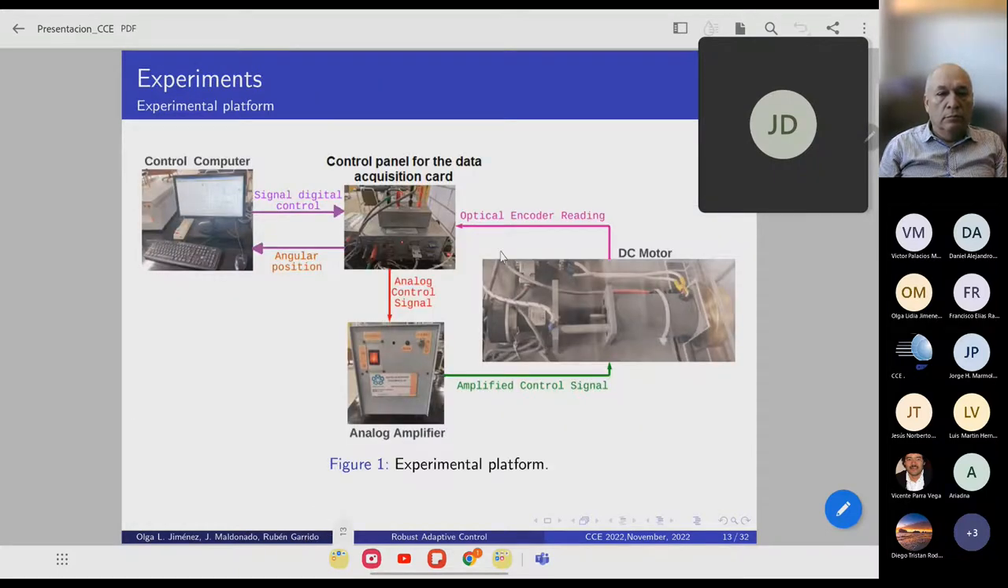For the experimental platform, we use a control computer, an acquisition card embedded with a Wincon Quanser computer, an analog amplifier, and a DC motor. Everything that you can see here uses real-time software, and we use MATLAB Simulink with a 1 millisecond Euler integration method.